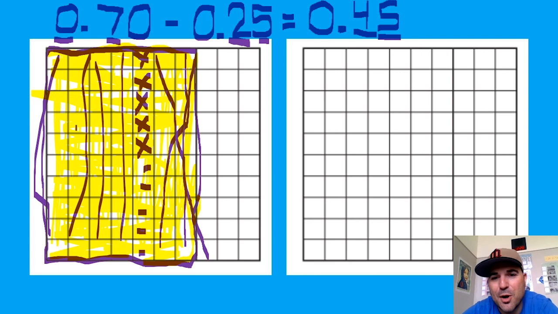And this is the part that I think I forgot in the last one, which is what you're going to want to do, is you're going to want to shade in what it looks like now that you took away the 25 hundredths. Well, I see I have 45, so I'm going to do four rows of 10.